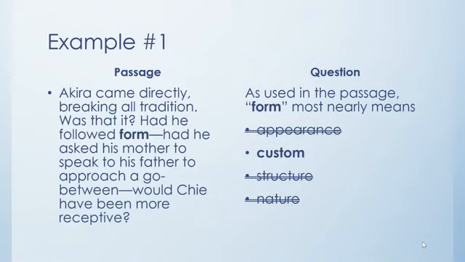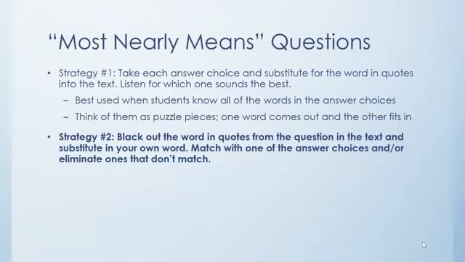So we're going to go back to our question here, and we're going to say, hey, which one of these actually fits the best? Had he followed appearance? Had he followed custom? Had he followed structure? Had he followed nature? If I take each of those words in and see which one fits the best, we're going to find that the word that absolutely fits the best in this case is custom. So, Akira came directly, breaking all tradition. Was that it? Had he followed custom? Had he asked his mother to speak to his father, to approach a go-between, would she have been more receptive? And it totally fits perfectly.